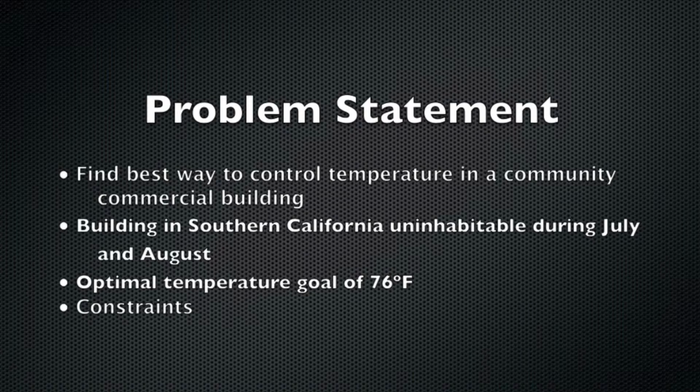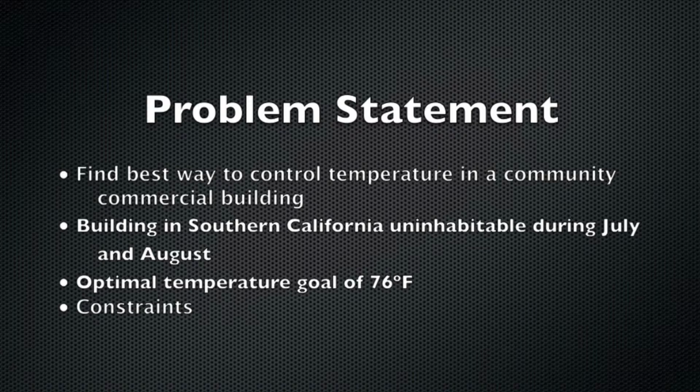The problem is temperature control in a community building in Southern California. The Topanga Community House can become uninhabitable during the summer months. This stops events like feeding the seniors during July and August. This monthly event brings all the local senior citizens in the community together for a home-cooked meal by volunteers.